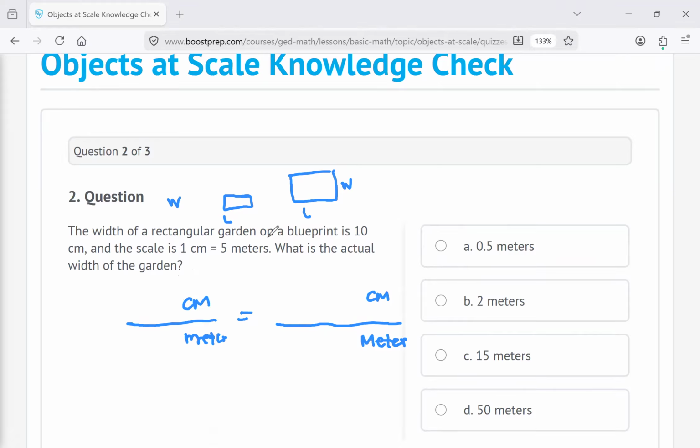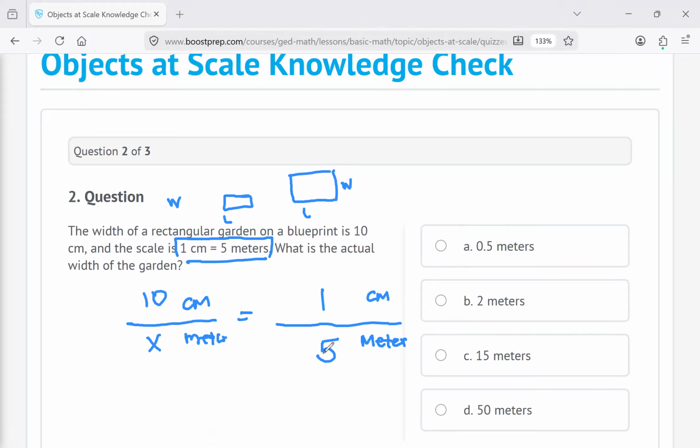So let's see. Our blueprint, it is 10 centimeters. So you could put 10 here. And the scale is 1 centimeter equals 5 meters. So this piece of information says 1 centimeter equals 5 meters. What is the actual width? So our width is this meter, which is x, and then you put this known information on the right. So just put exactly what it says. So we have 1 centimeter, so you put one here, and then 5 meters down here.